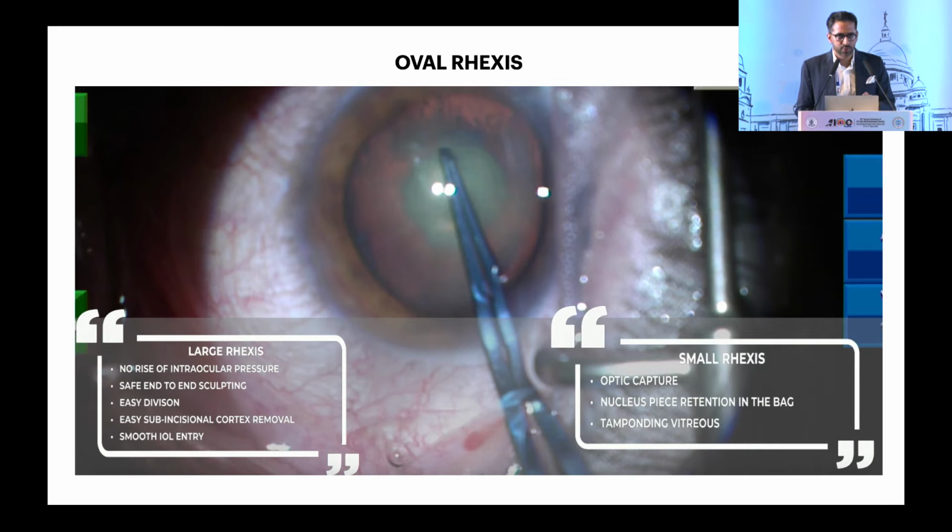What we do is an oval rexis as described by Dr. Kiranjeet, where you can take advantage of both the small and large rexis. The small rexis gives an advantage of optic capture, nuclear piece retention in the bag, and tamponading vitreous, and the large arm of the rexis helps prevent a rise of intraocular pressure. It helps in doing safe end-to-end sculpting, easy division, easy sub-incisional cortex removal, and smooth IOL entry.